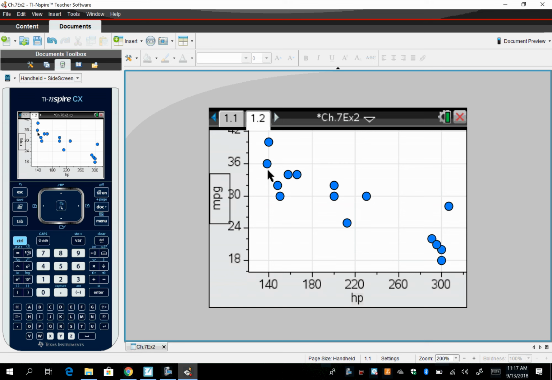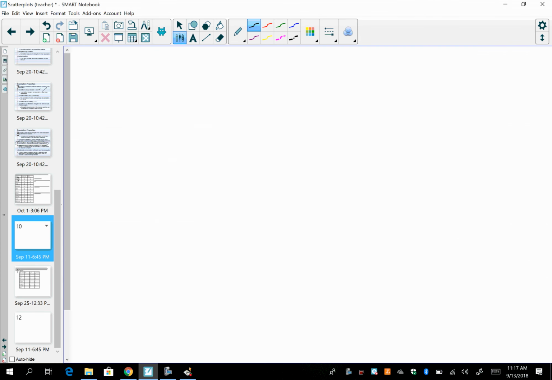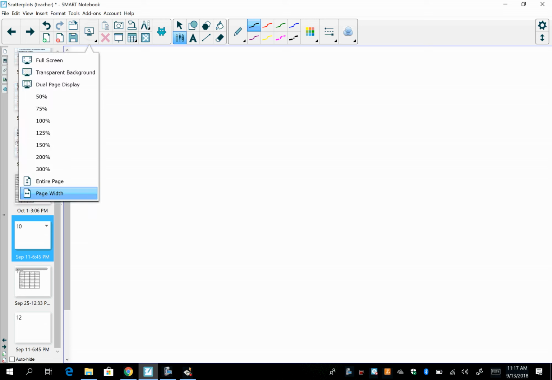Part C says, find the correlation between horsepower and miles per gallon. So this is going to quantify how strong or how weak the linear relationship is between these 2 variables. Okay? What letter is this? R. Well, it's part C. But letter R, lowercase r. So I'm going to write down a lowercase r on that slide. So we're trying to find r.